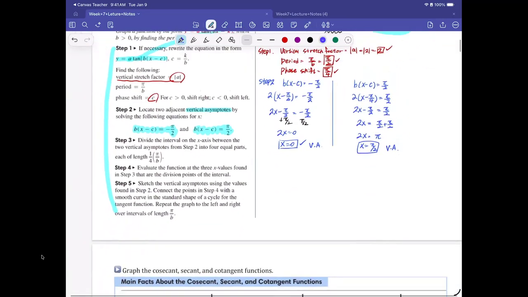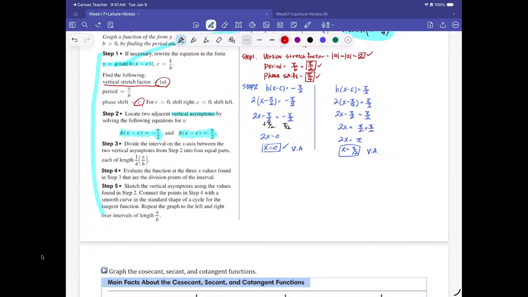And then step number 3, we have to find one cycle. This is the same as sine over cosine, okay? So it'll be, I mean, for sine and cosine, 0 to pi over b, I believe. So one cycle is 0 to pi over 2.